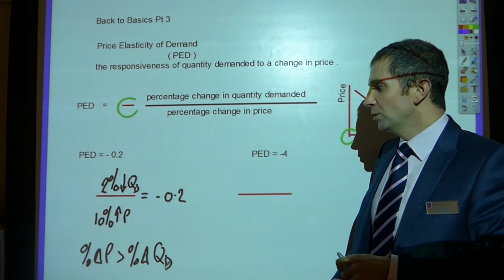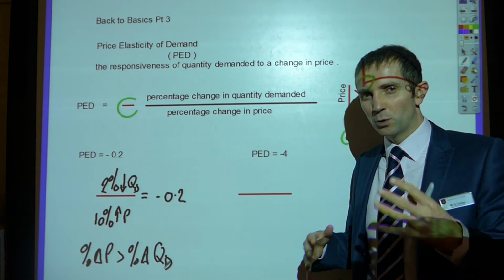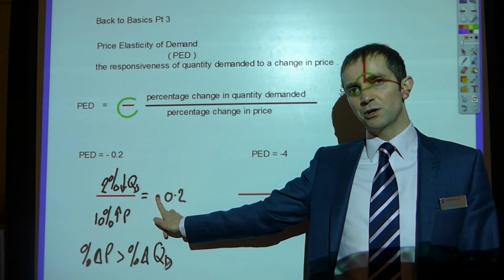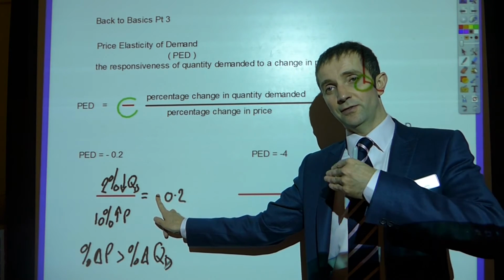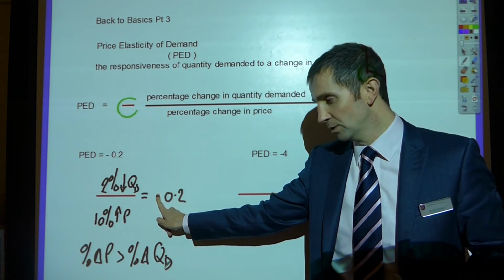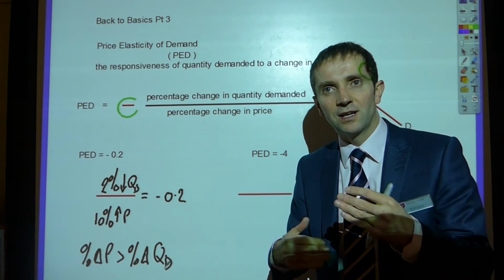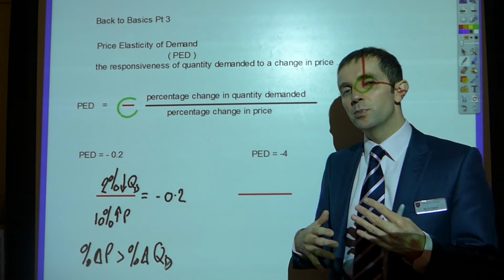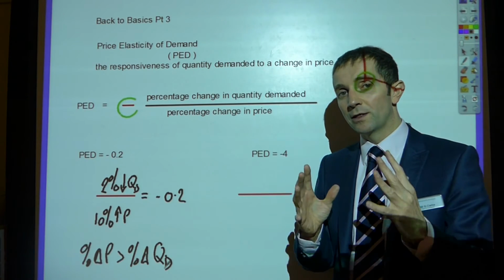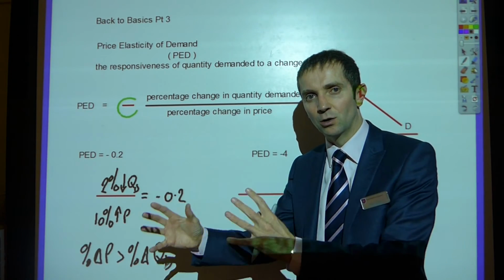And of course, how do we know that as a very quick general rule? Well, if we cover the minus sign here, we see the number 0.2. You know that if PED is greater than 1, it's elastic, but if it's less than 1, which 0.2 is, it's inelastic. And that's another very important thing, ladies and gentlemen. Remember, we cover the minus sign when we're saying whether or not it is price elastic or price inelastic.